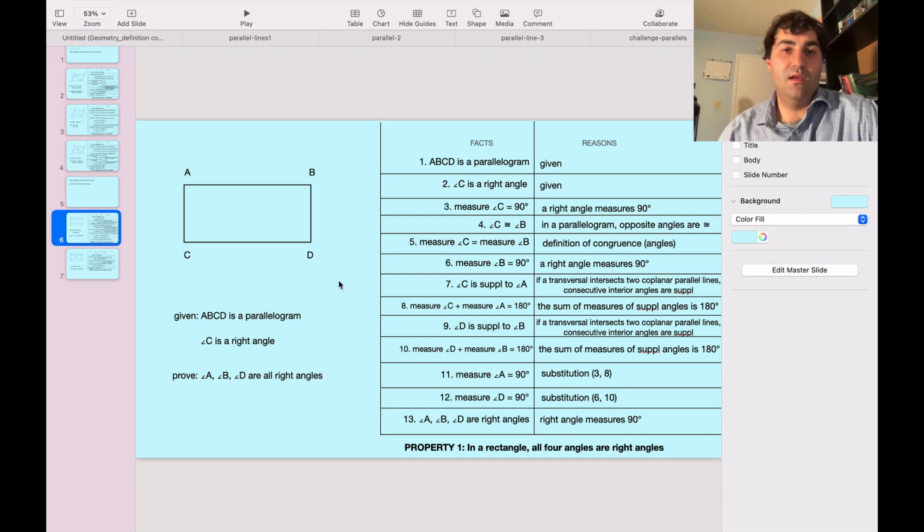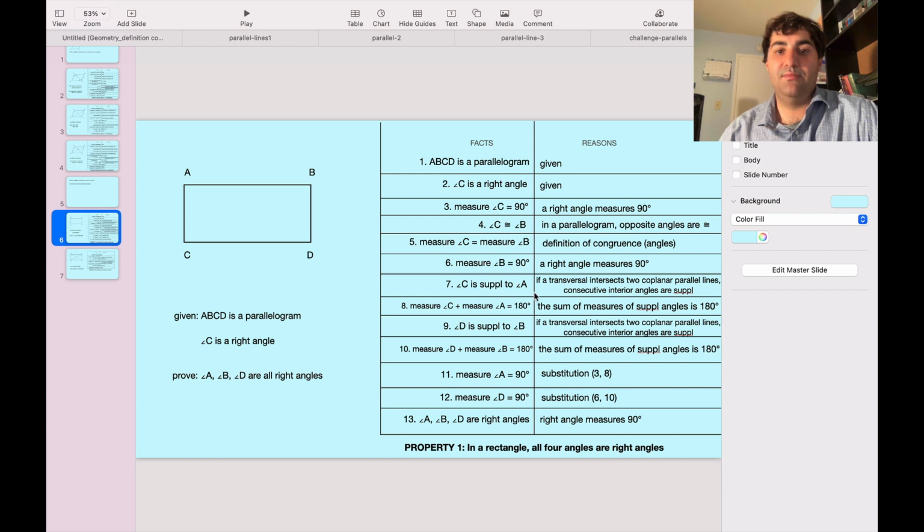So remember, in one of my last videos, I showed that if two lines are parallel, then these consecutive interior angles, like angle A and angle C, are going to be supplementary. And if line AB is parallel to line CD, then also angle B is going to be supplementary to angle D. So we can establish that angle C is supplementary to angle A.